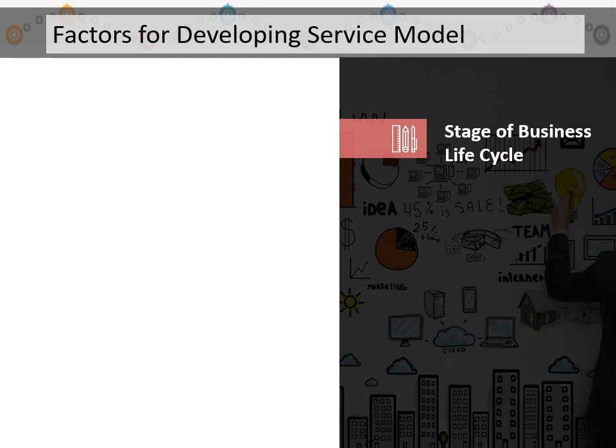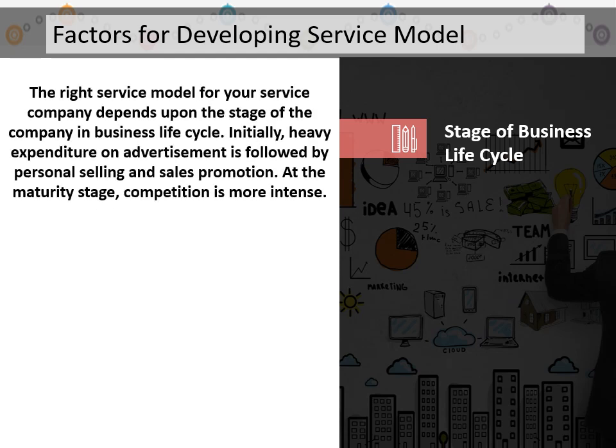Stage of business life cycle. The right service model for your service company depends upon the stage of the company in the business life cycle. Initially, heavy expenditure on advertisement is followed by personal selling and sales promotion. At the maturity stage, competition is more intense.